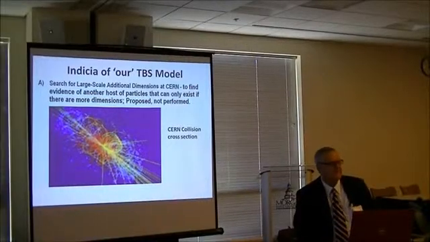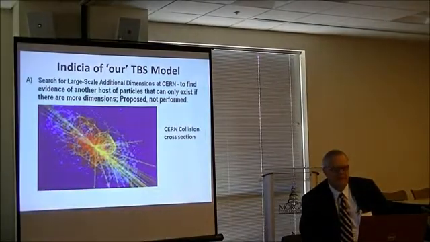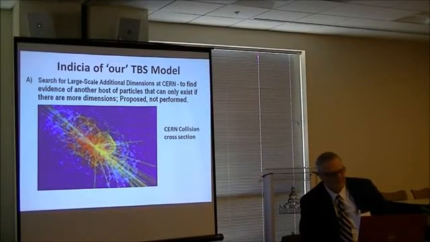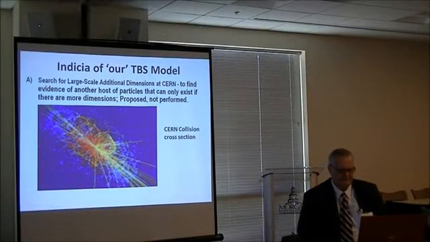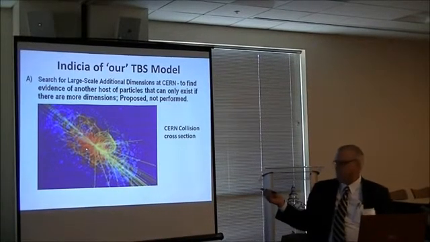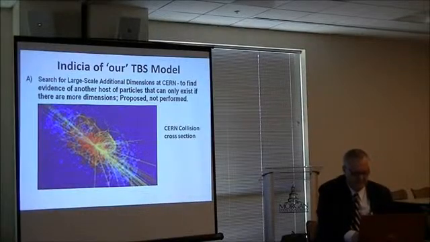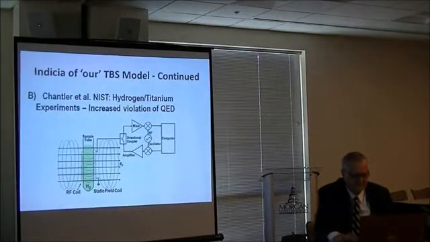There are indicia for this model. One of the main indicia being put forward by people like Nima Arkani-Hamed and Lisa Randall at CERN is to search for artifacts that would be indicative of large-scale extra dimensions. This isn't the correct type of cross-section, it's from something else, maybe even a Higgs mechanism, but the idea is they will look for discrepancies in the collisions that will be indicative of higher dimensions. These have been proposed but not performed.